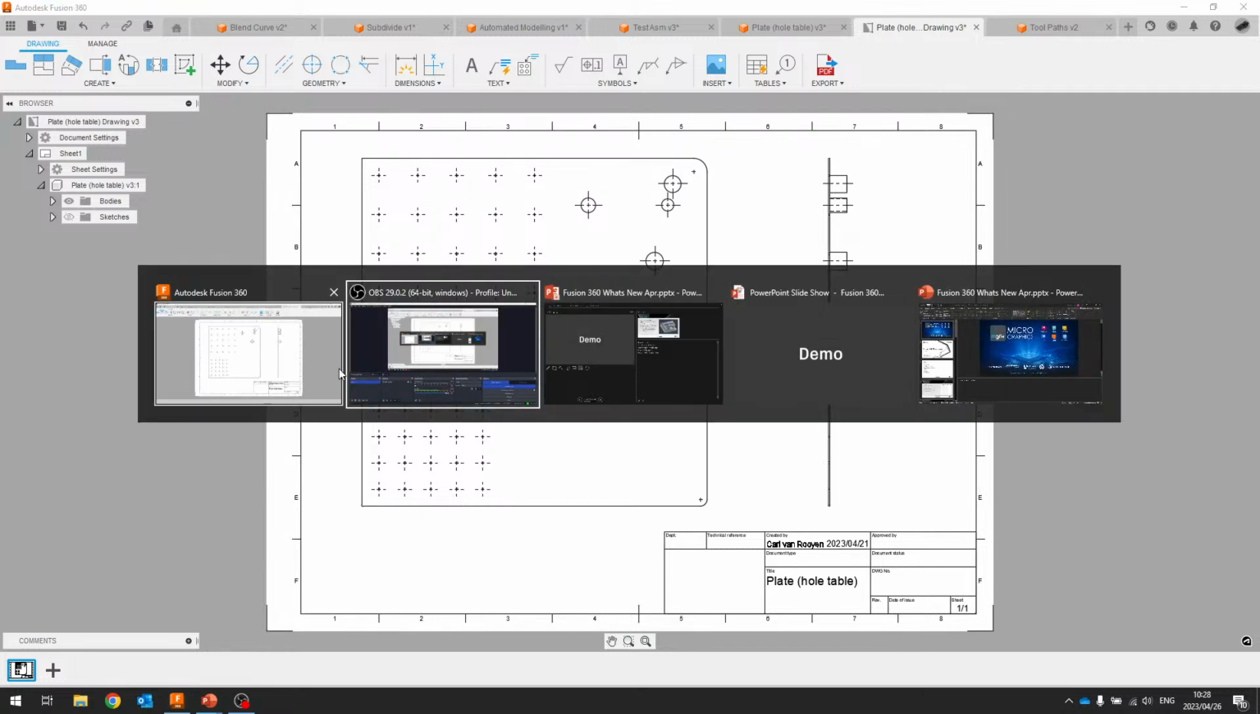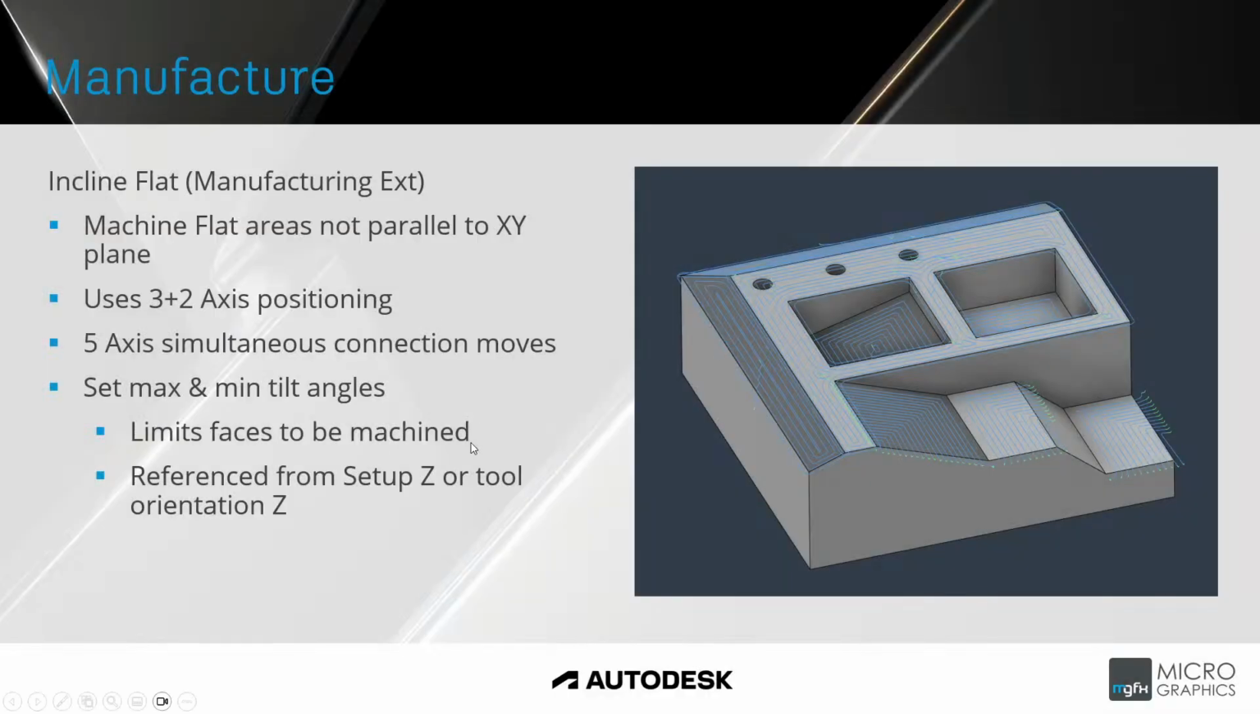We'll jump back into the presentation and we are going to move on to the manufacture environment. So the manufacturing environment has seen some improvements, a lot of included toolpaths that are specifically for the manufacturing extension or previews that will go into the manufacturing extension. So I've highlighted that, in this case, the inclined flat manufacturing extension option.